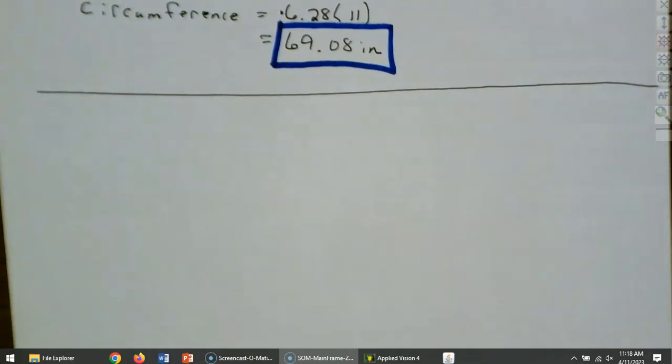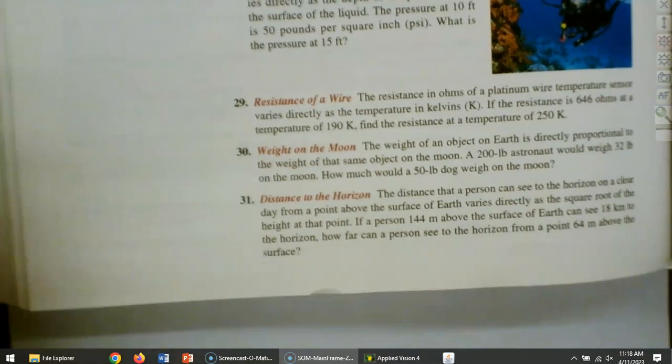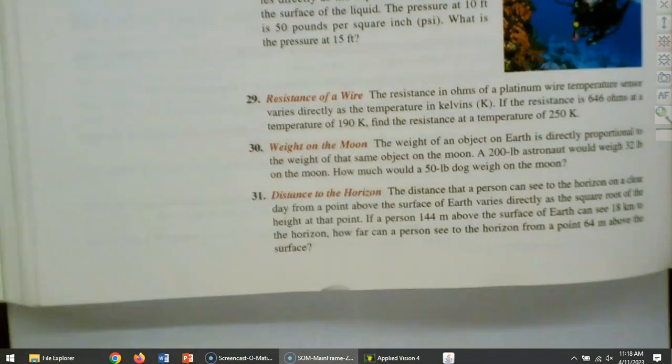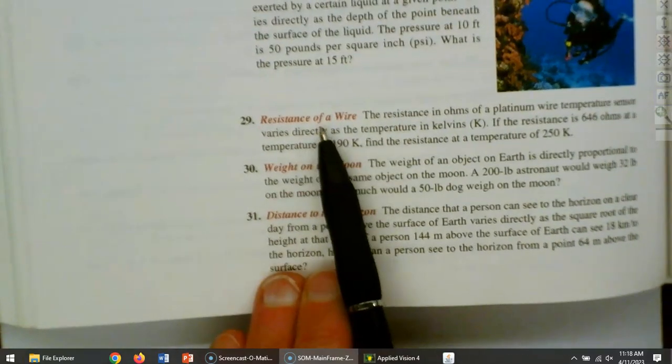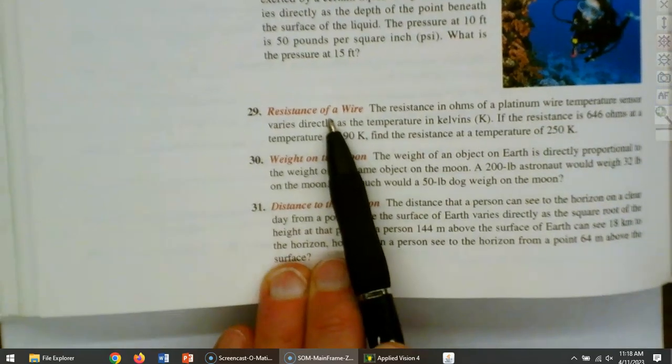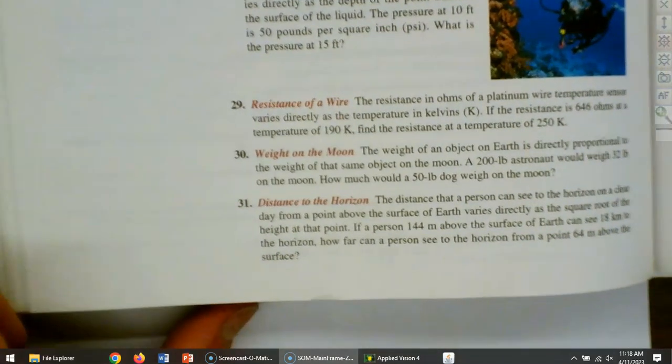This was direct variation. Let's do another one with direct variation, and then we'll look at direct variation to a power. So let me pick another one that deals with direct variation. All of these are a little bit different. We did 27 here. That was a direct variation question. Let's look at 29. So let's read question 29.